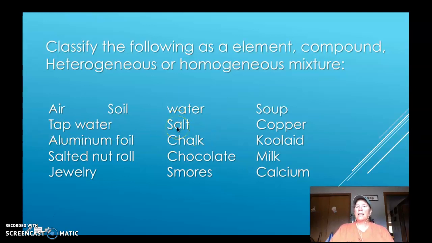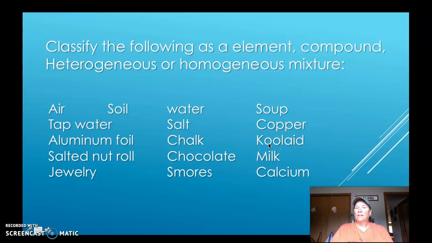Salt is a compound. It's made out of sodium and chlorine, okay? Copper, you can find it on the periodic table. It's an element, okay? Aluminum foil is actually an element made out of aluminum, okay? Aluminum is a great element. It's very, very malleable. They use it for all kinds of stuff, okay? But it is an element. Chalk's fancy name is calcium carbonate. It's a compound, okay?